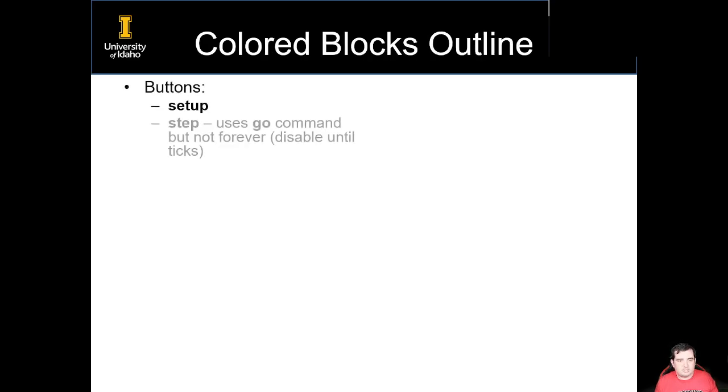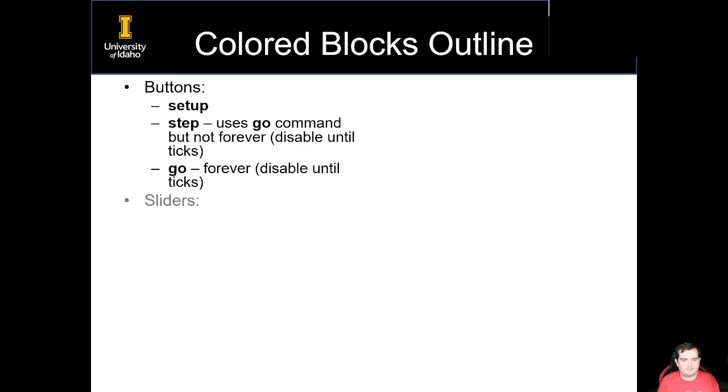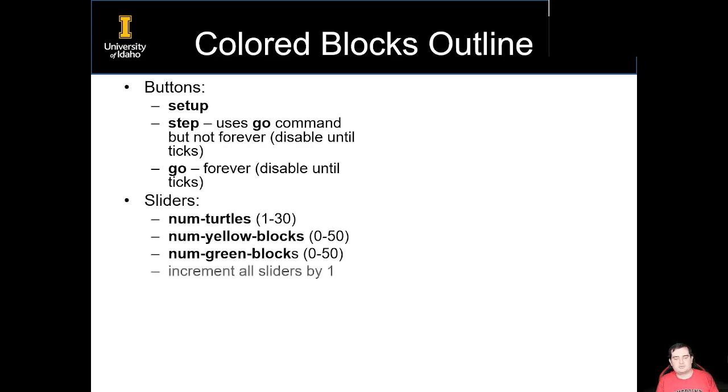So the general outline: we're going to have some buttons. We're going to have a setup button, a step button, which uses the go command, and a go button, which uses go as well. Sliders: we're going to have num turtles, which goes from 1 to 30, num yellow blocks, which is 0 to 50, and num green blocks, 0 to 50. We're going to make it so all the sliders go up by 1, and we're going to use the middle number between those to figure out what value they're going to start at.